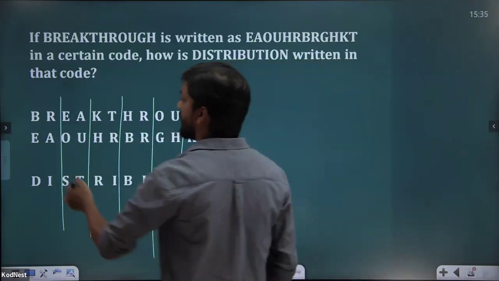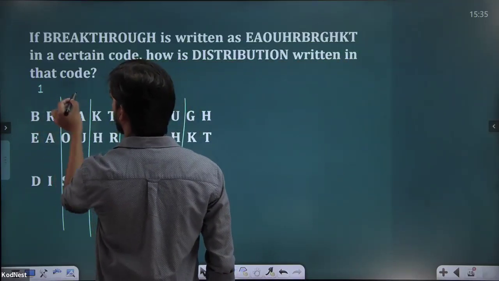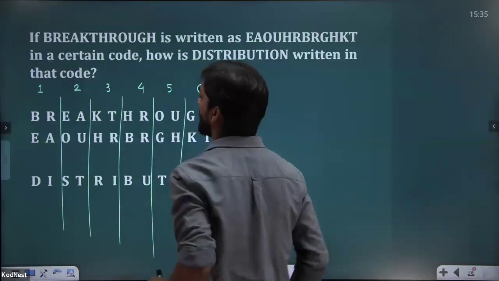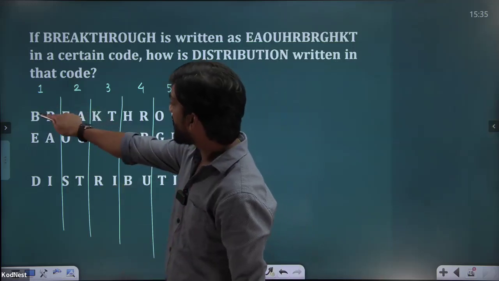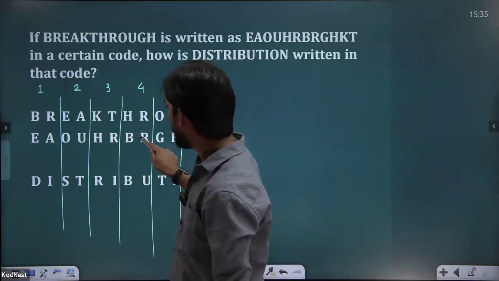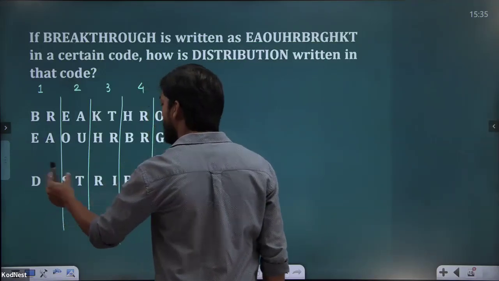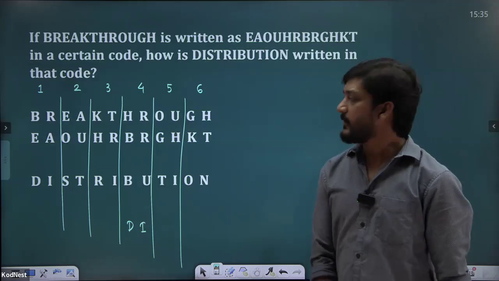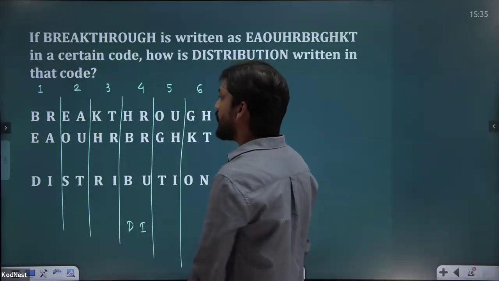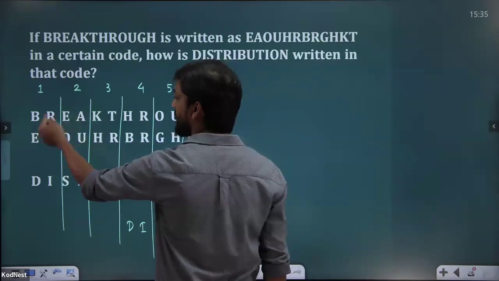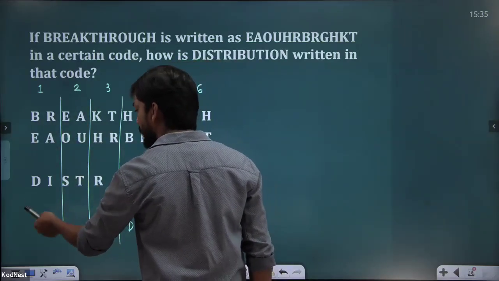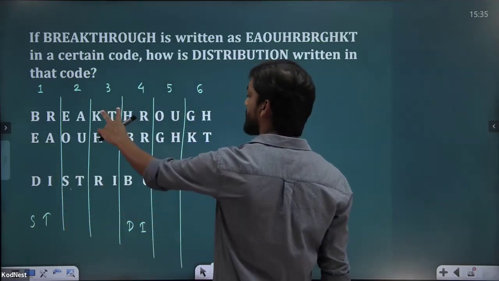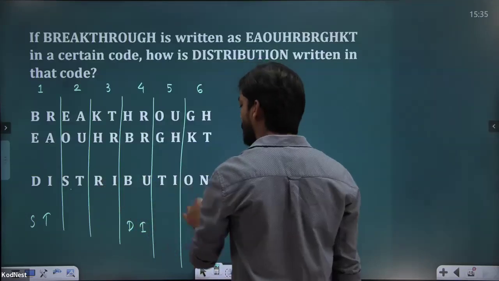Okay, after this place, call it as number one, number two, number three, four, five, and six. Now try to observe where this BR is going. Fourth place. So similarly, this DI also will go to the fourth place. So first one going to the fourth place. Where is this EA going? This EA is going to the first place. So second place will go to the first place. ST will go to the first place. Now KT, where is KT? Last place. So third one will go to the last place.